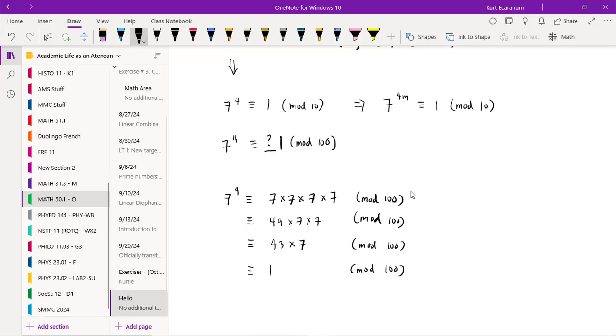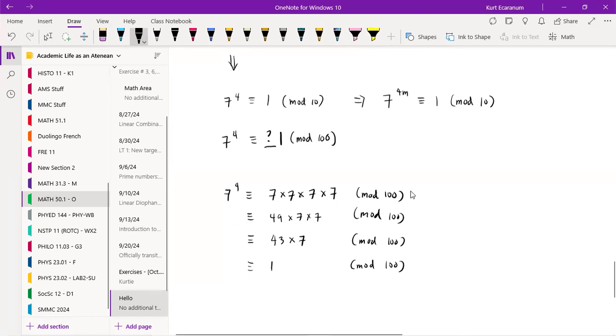Ibig sabihin, kapag ni-raise mo ang 7 to the 4, ang last 2 digits niya ay 0, 1. But again, hindi ito yung hinahanap natin eh. But it's a good start na alam natin na 7 to the 4 is 1 mod 100. And how would that help us?